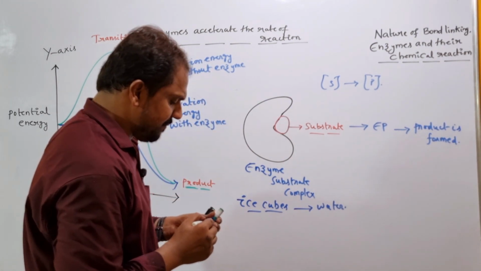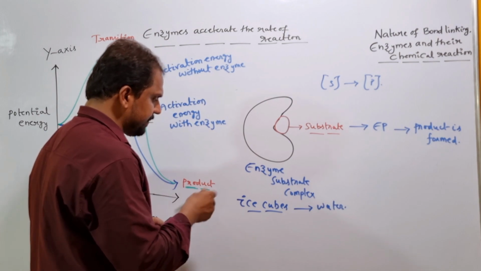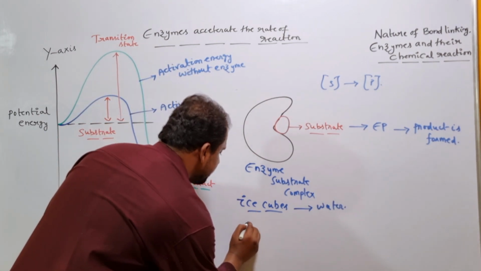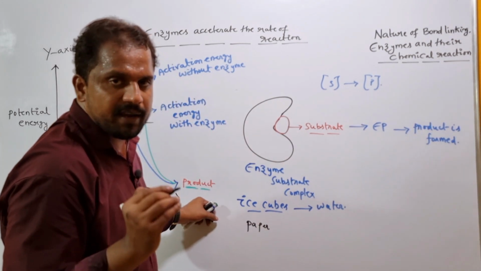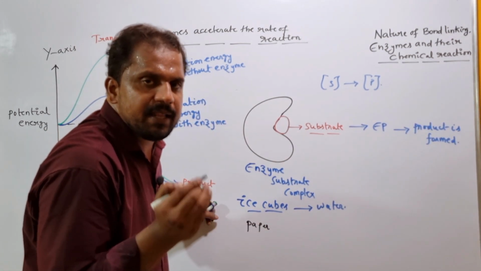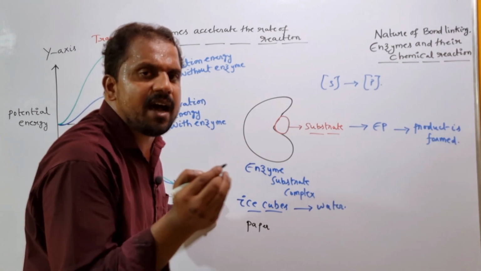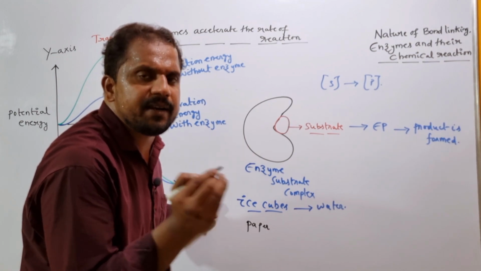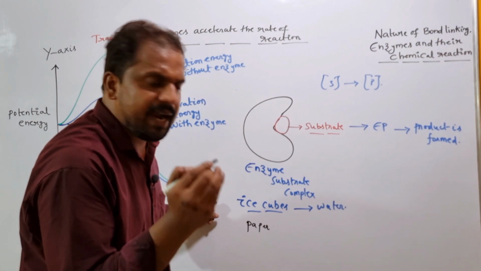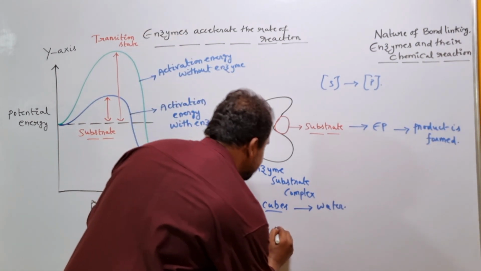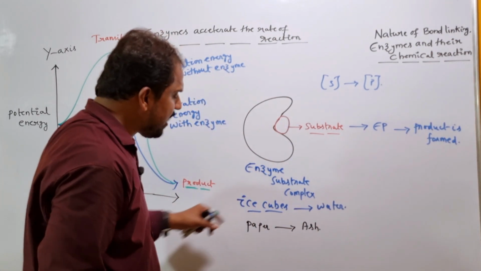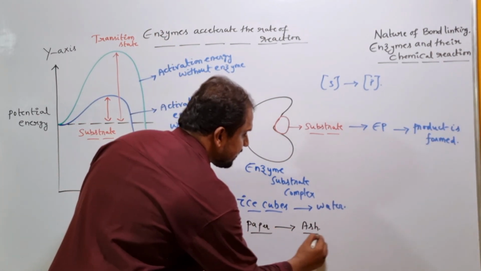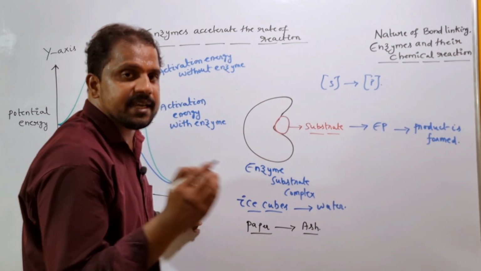In the same way, if we consider a paper, right? Paper is composed of many organic compounds. Once we burn the paper, all the organic compounds are capable of liberating heat in the presence of oxygen, and ultimately ash is formed. Is it clear? Paper always turns into ash, but never and ever does ash turn into paper.